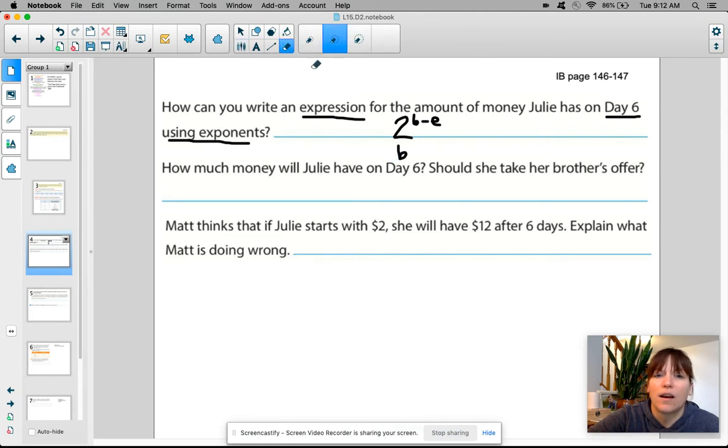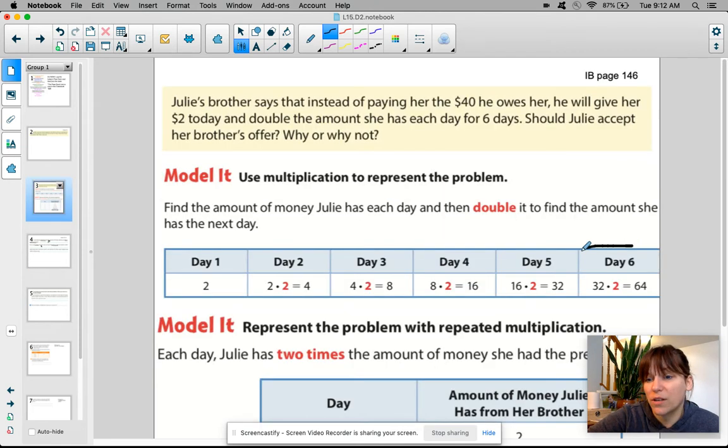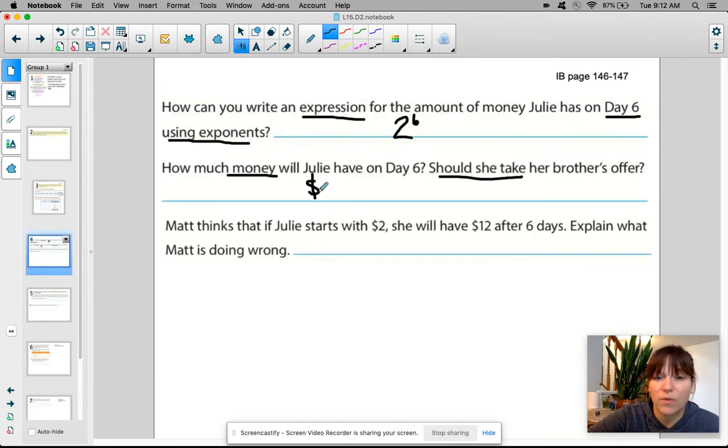And then I'm just going to get rid of this for a second because it looks like a 6. Then how much money is actually what it's asking us to calculate. What is the value of 2 to the 6th power? And should she take her brother's offer? The multiplication actually was already done for us. And if you wanted to verify with 2 to the 6th power, you can use your calculator.